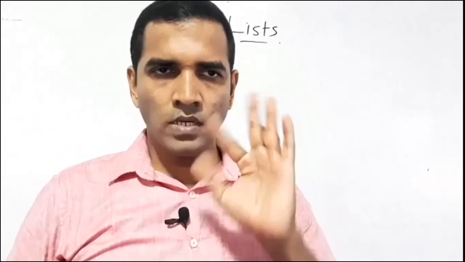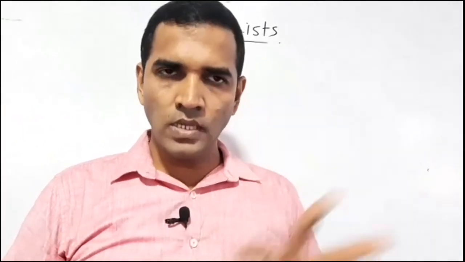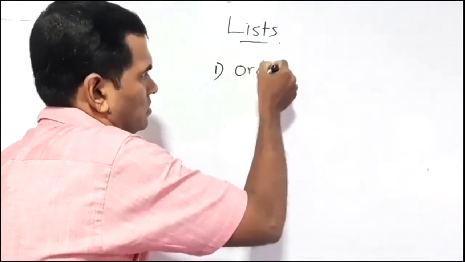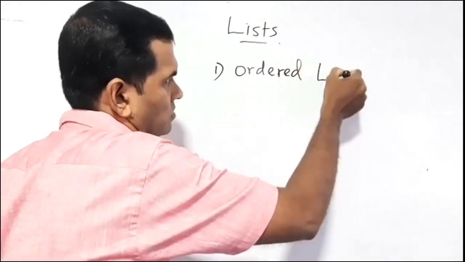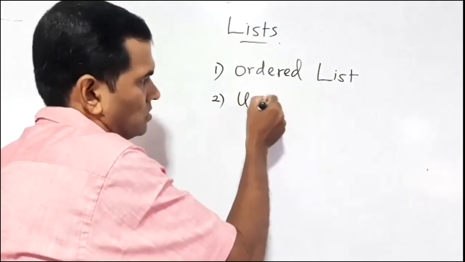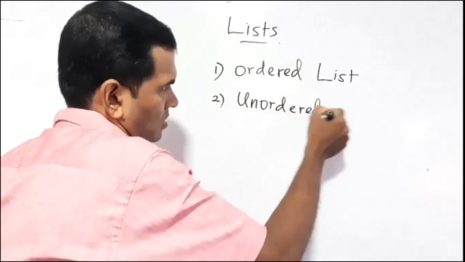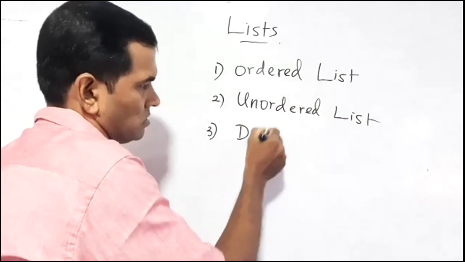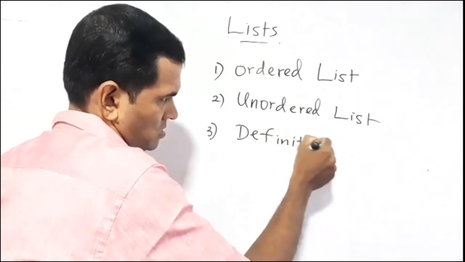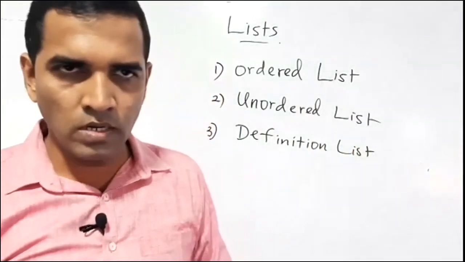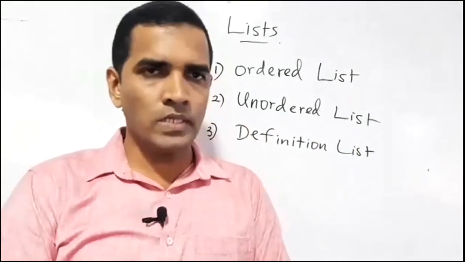Okay, coming back to the HTML. In HTML, we have three different types of lists. Not two, we have three lists. The first one is called ordered list. Second, unordered list. Third, definition list. Okay, these are the three lists in HTML: ordered list, unordered list, and definition list.